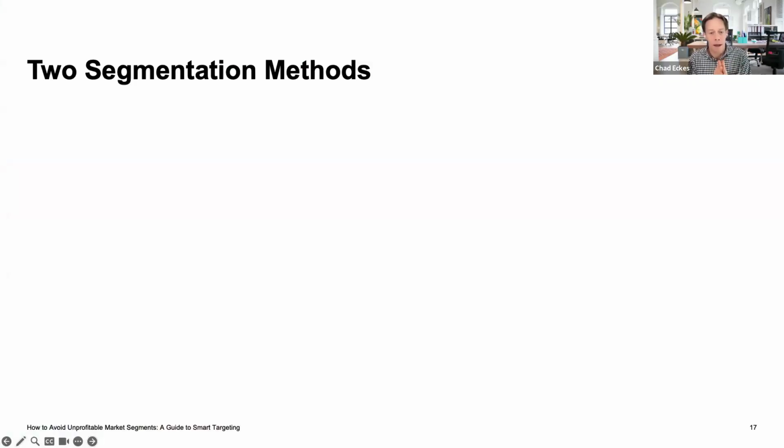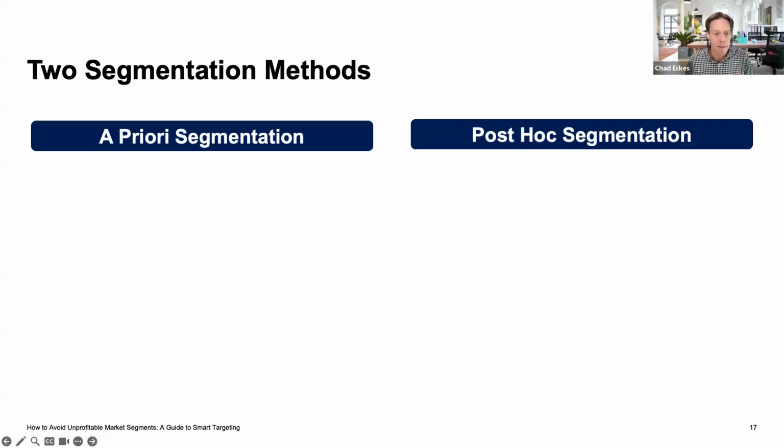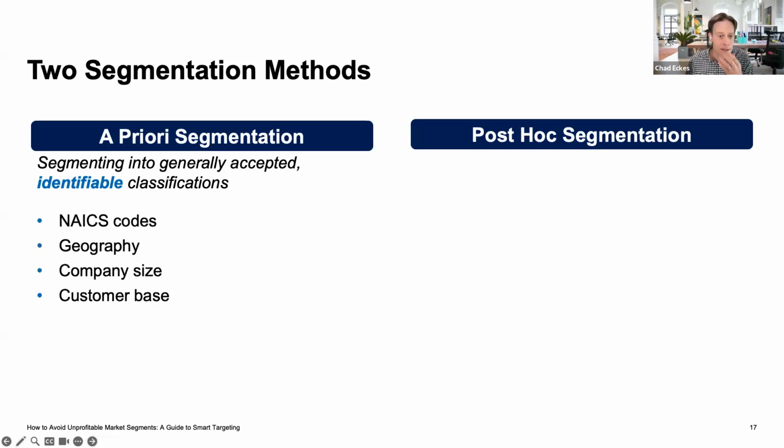So generally speaking, I like to break down 2 methods per se for segmenting a market, which we label as a priori and post hoc. So a priori segmentation is when you segment a market using pretty well accepted, easily identifiable classifications. So for example, if you're in a B2B market, you could segment based on things like industry codes, geography, the size of companies you want to target, or the types of customers the target companies serve. On the other hand, if the market is B2C, then you might segment based on things like gender, geography, age, ethnicity, or race.